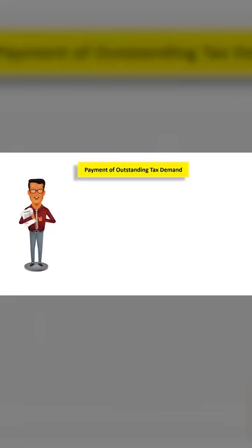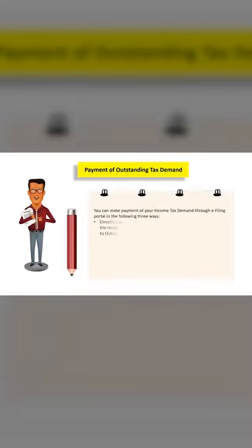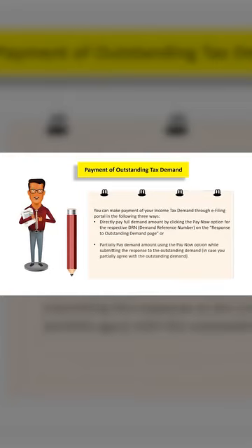In this video, we will discuss how we make the payment of outstanding income tax demand through the e-filing portal, either by directly making the payment of the full demand amount by clicking on the Pay Now option for the respective demand reference number on the Response to Outstanding Demand page, or make partial payment using the Pay Now option while submitting the response to the outstanding demand.